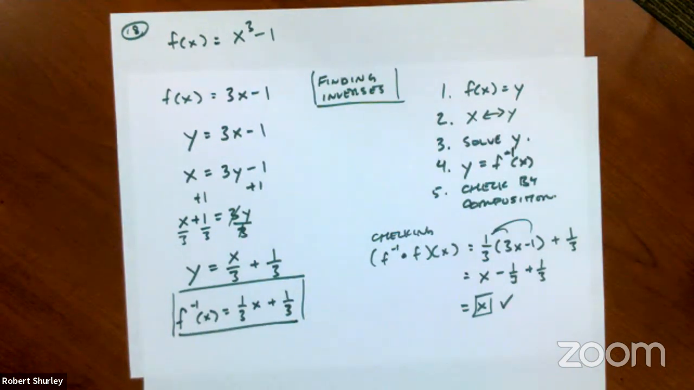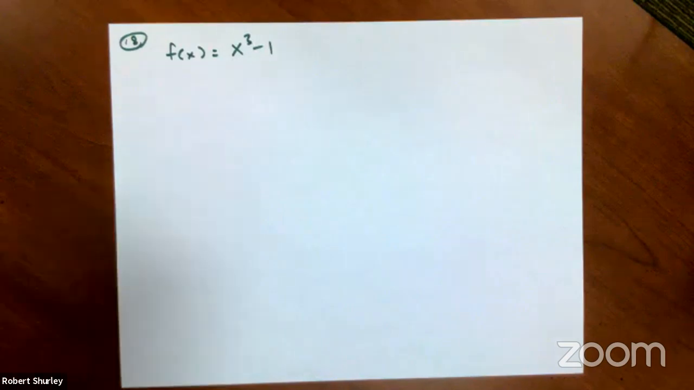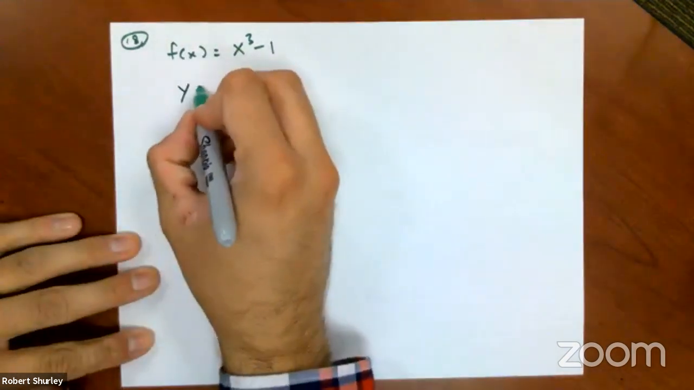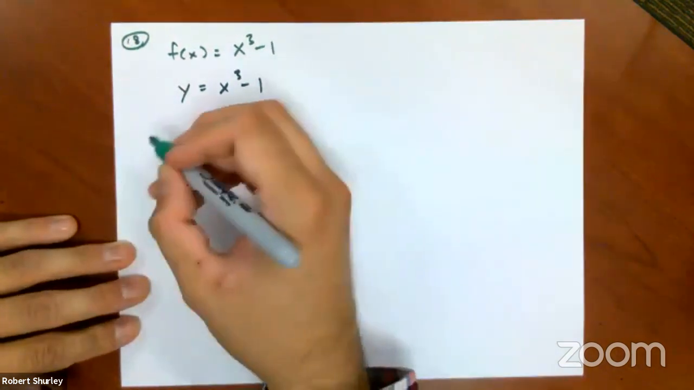Okay. Let's run through this one. I'm going to go through the steps as I go. So first off, I'm going to write this as y equals x cubed minus 1. And then I'm going to switch the x and the y.